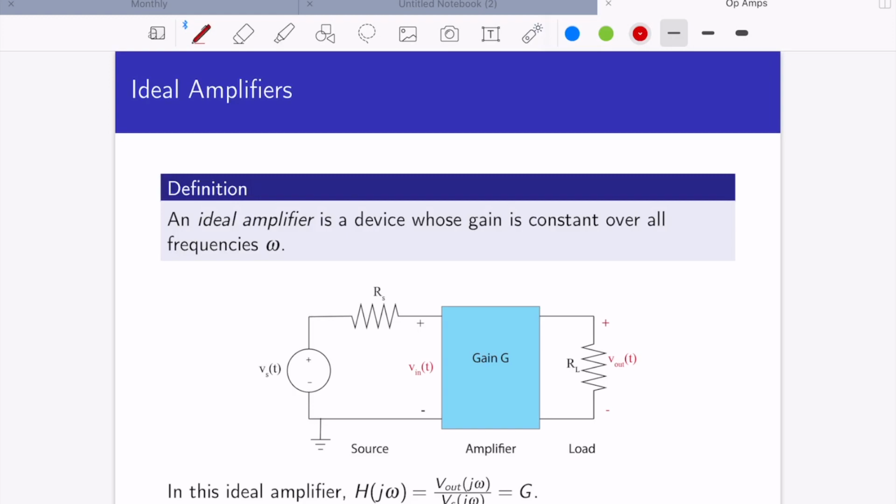We would have a source with a source resistance, and then we'd have the actual amplifier we're talking about, and then we'd have some kind of a load. I've shown this load to be resistive. For this particular ideal amplifier, we will define the frequency response, H of j omega, to be V out of j omega over Vs of j omega, and that we will call G.